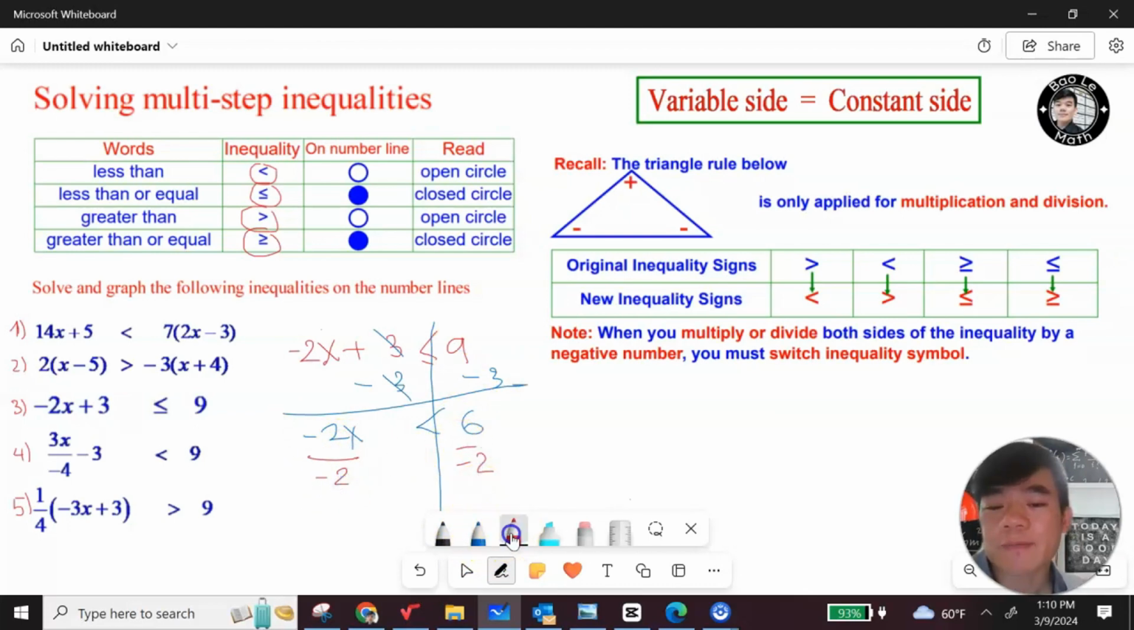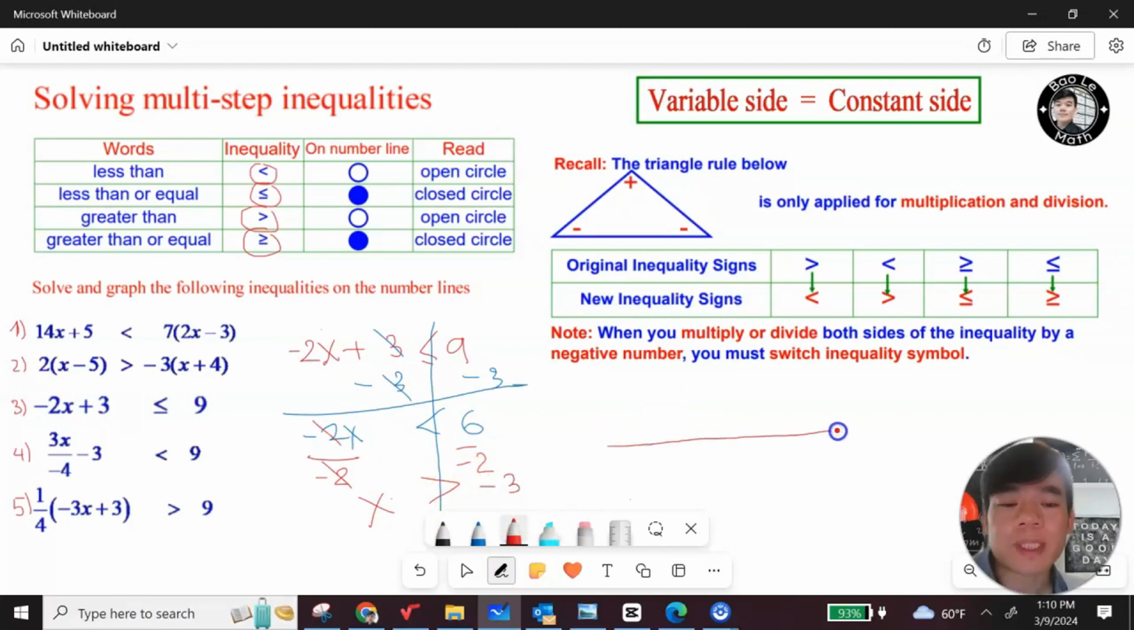So here's the thing. When you divide or multiply both sides by a negative number, you need to switch the inequality symbol right here, like this. Negative 2 is gone, so it's going to be s greater than or equal to negative 3.